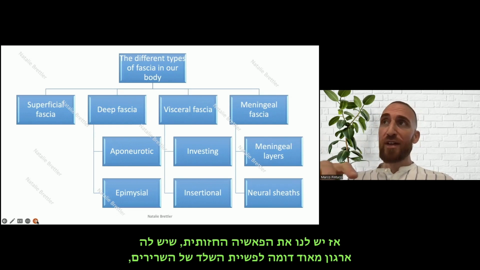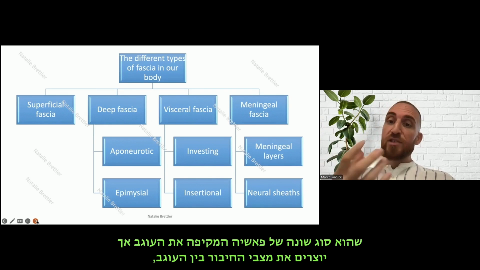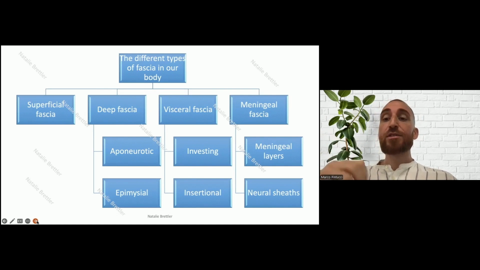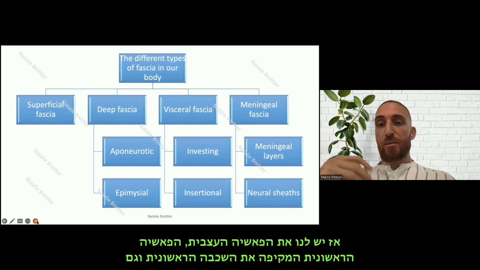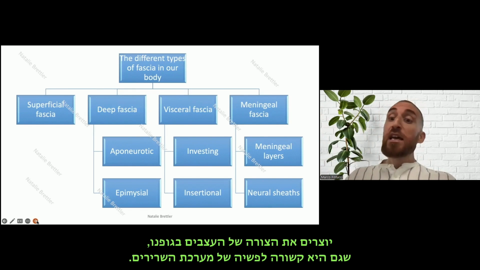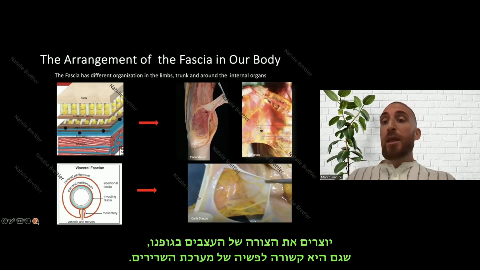Then we have the visceral fascia, which has a very similar organization to the musculoskeletal fascia, which is a different type of fascia that surrounds the organs but creates the connection also between organs that play similar functions. Then we have the nervous fascia, the meningeal fascia, which surrounds the meningeal layer and also creates the sheath of the nerves in our body, which is also connected with the fascia of the muscular system.